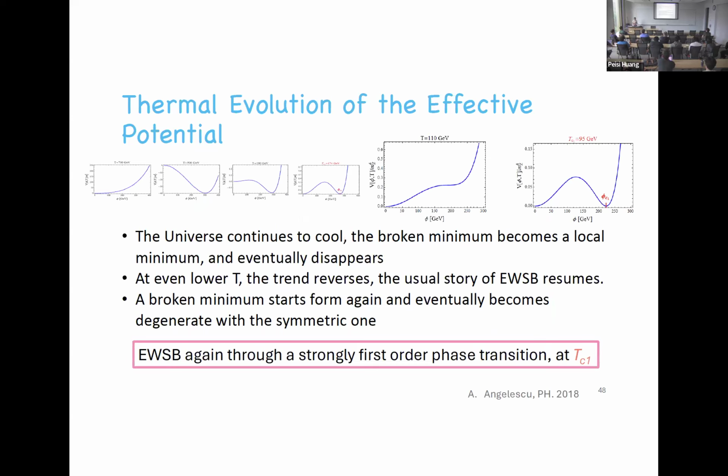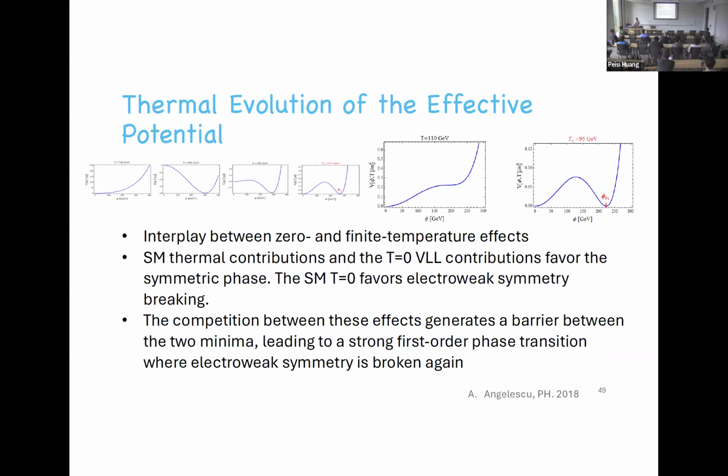And then the universe continues to cool. The broken minimum becomes a local minimum and eventually disappears. At an even lower temperature, this trend reverses. We go back to the usual story for electroweak symmetry breaking. We have a broken minimum form again, and eventually become degenerate with the symmetric one. So electroweak symmetry is again triggered, and this time through a strong first order phase transition.